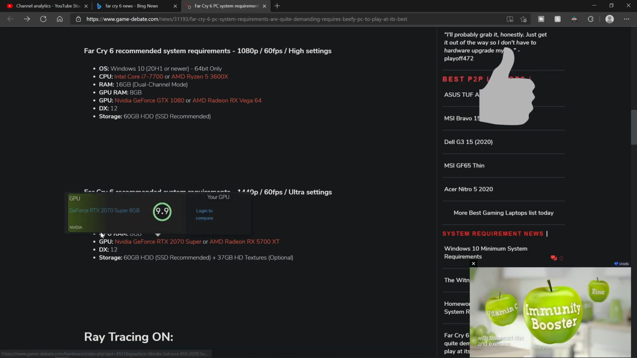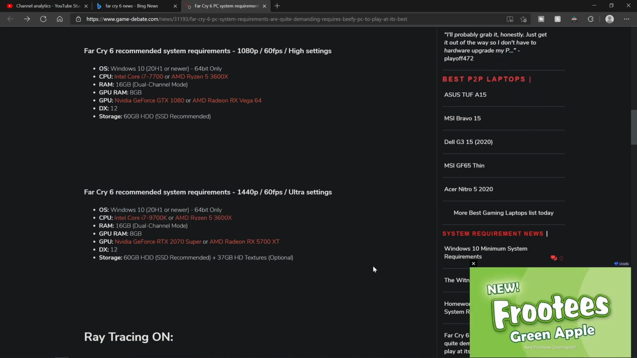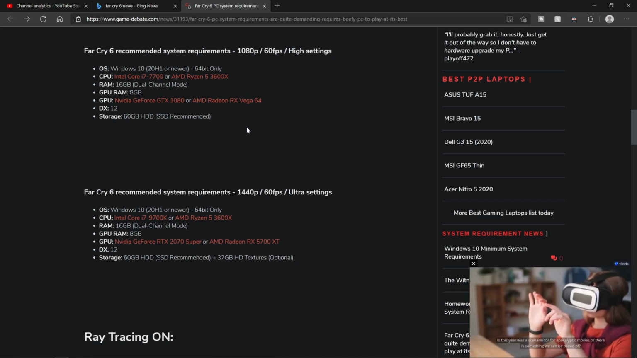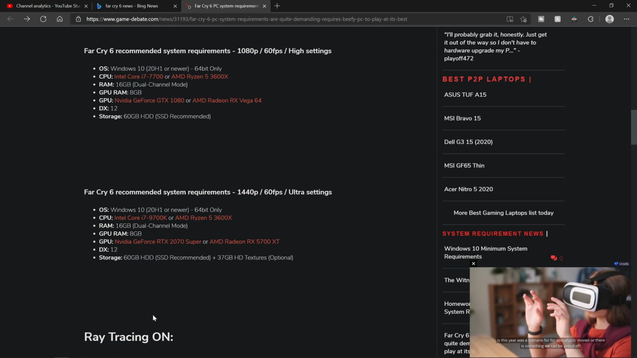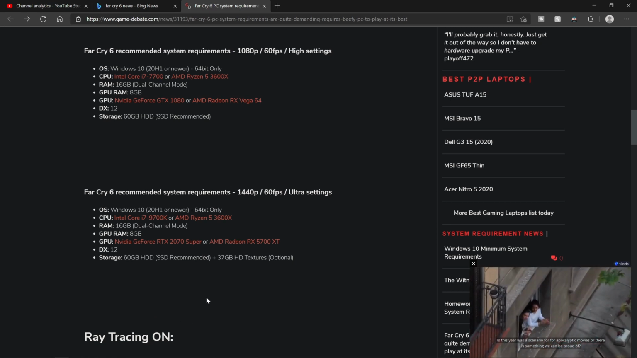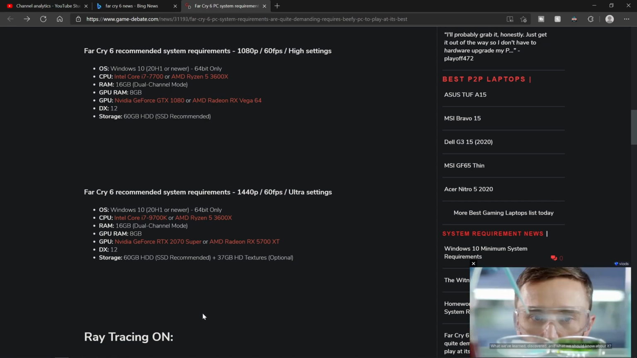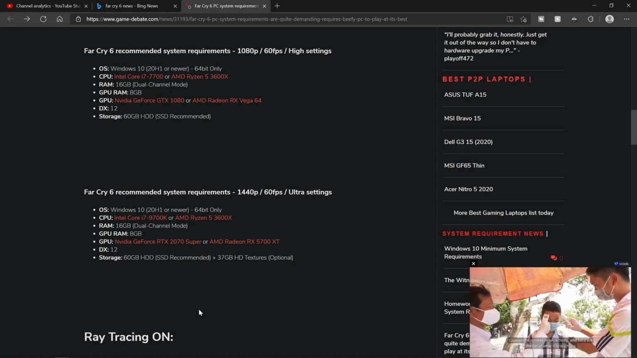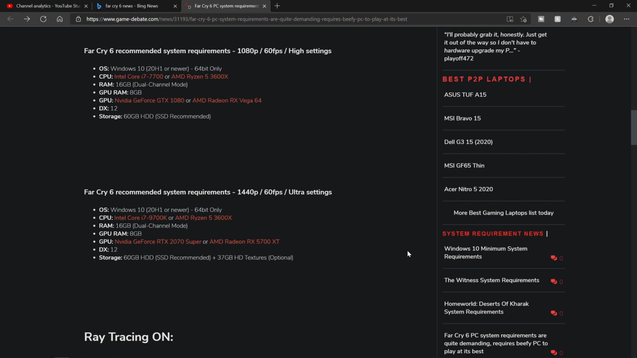So again, 16 gigabytes dual channel mode. Now we do have quite a big jump up in the GPU category, moving up to an RTX 2070 Super and an RX 5700 XT, which are both very good, very powerful graphics cards. Obviously anything that's close to there, like an RTX 2070, will still get good frame rates. That doesn't have to be what they recommend. There are always other options really similar to their recommendation.